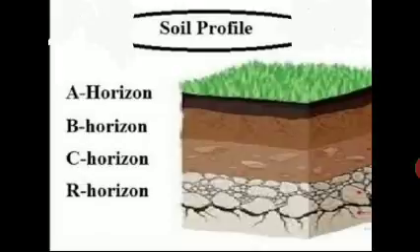Soil profile, you can see on the screen. Look at the picture. You can see different zones, that is the soil profile. The soil consists of various layers different in color and composition known as horizons. The succession of horizons is called profile of the soil.